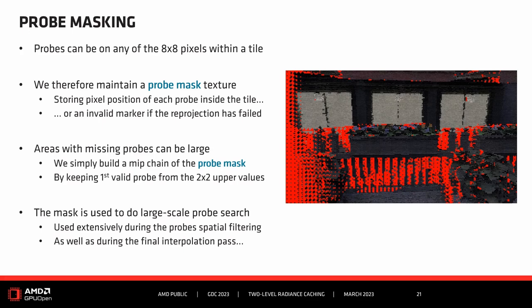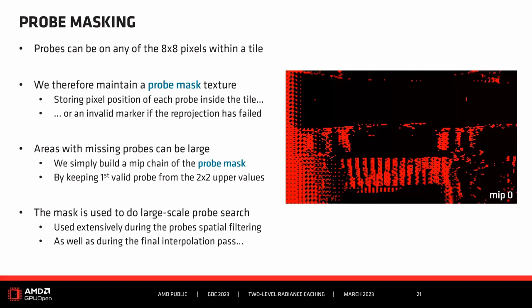Now, areas with missing probes can be fairly large, which is a bit of an issue because we often want to find neighbor probes, like what's the probe on the left, maybe we want to use information from that one. We want to be able to search across holes efficiently. So we build a MIP chain of the probe mask. This is the first MIP. It's just a direct representation of the previous image.